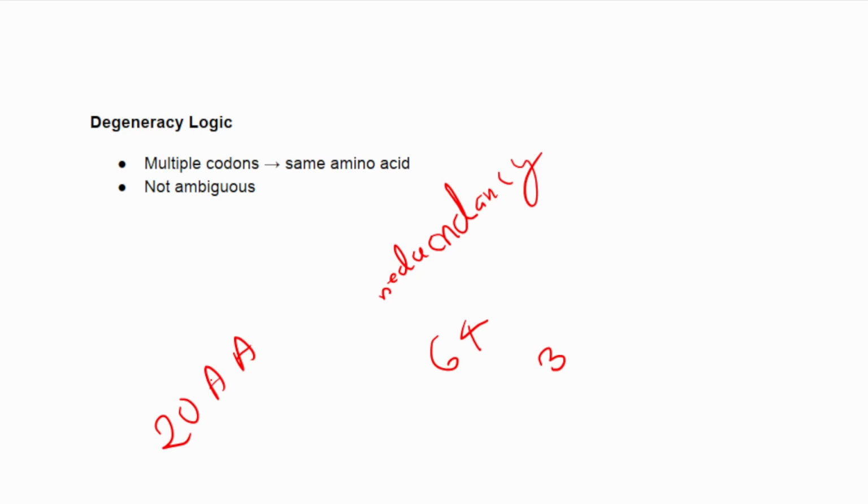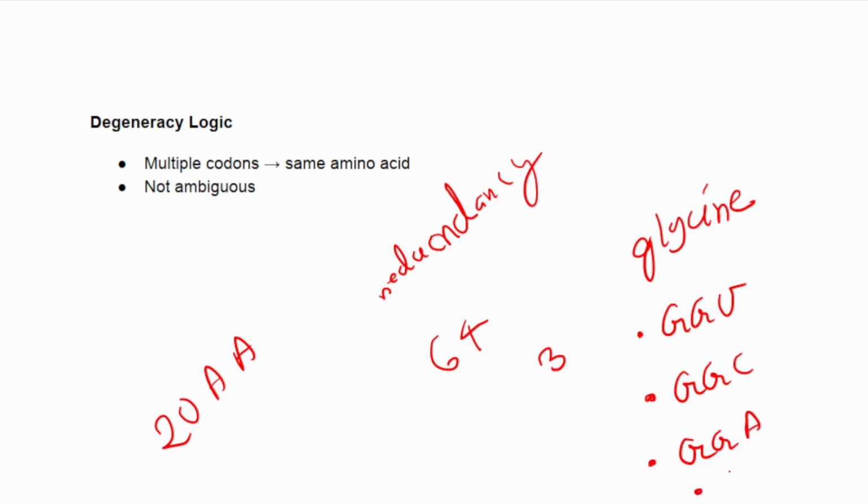Here are clear examples. Take the amino acid glycine. It can be produced by these different codons such as GGU, GGC, GGA, and GGG. Even though multiple codons can mean the same amino acid, the code is not ambiguous, which means one codon never codes for 2 different amino acids. This design protects the protein because some changes in the codon do not change the amino acid at all. So the takeaway is degeneracy adds safety by allowing different codons to produce the same amino acid without confusion.